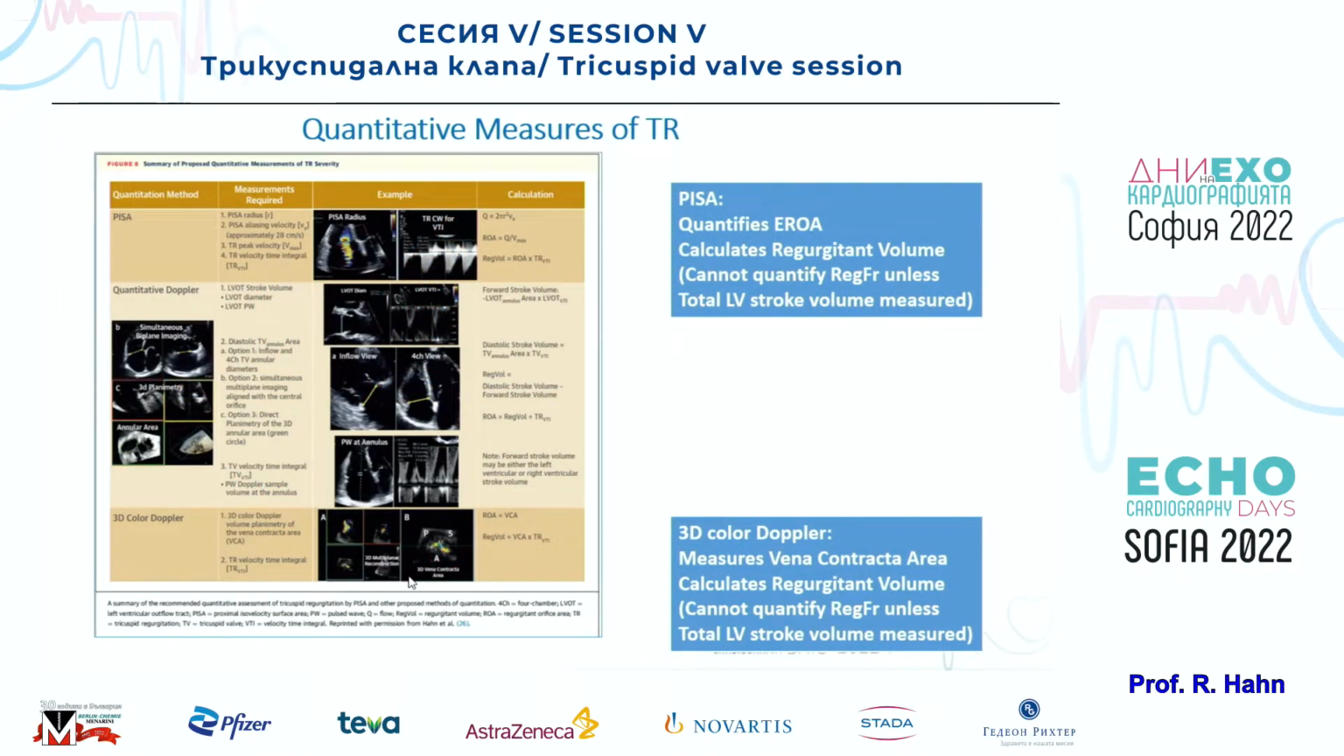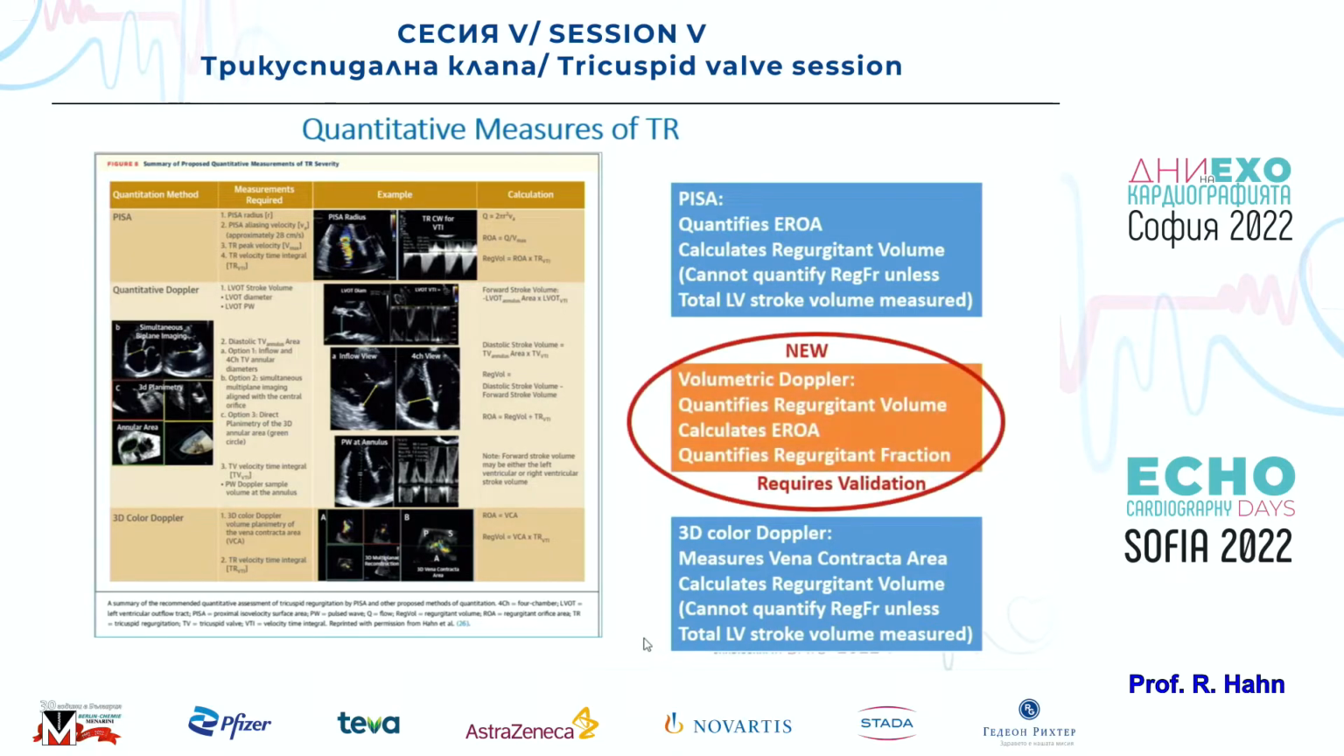We, of course, want to look at all the parameters and quantify if possible. And so PISA becomes the main way that the guidelines have advocated for quantitation. However, there are significant limitations to PISA in that we cannot automatically quantify regurgitant fraction unless we have a total stroke volume, typically measured by three-dimensional echo. In addition, although 3D color Doppler vena contracta area direct planimetry has been mentioned in the guidelines, it is not strongly advocated, and I think that's mainly because of the misunderstanding of how well we can image the tricuspid valve from transthoracic echo.